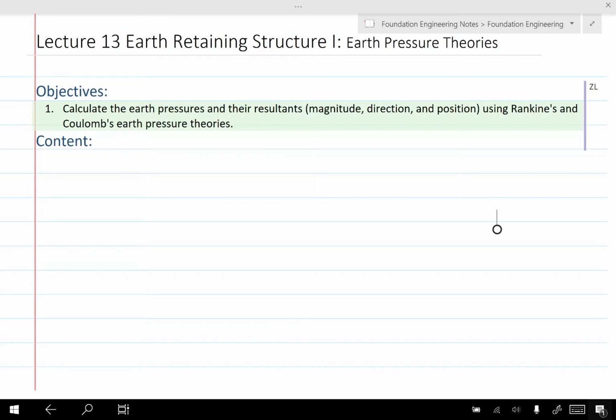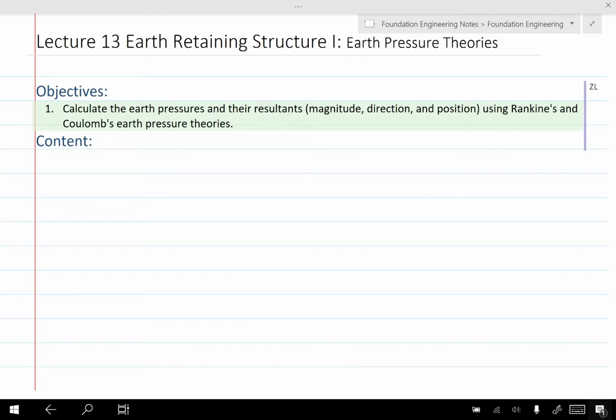That's the topic of today's lecture. That's earth pressure theories. The objective of this lecture is that you need to be able to calculate the earth pressures and their components, magnitude, direction, and position, using two earth pressure theories, Rankine's theory and Coulomb's theory.